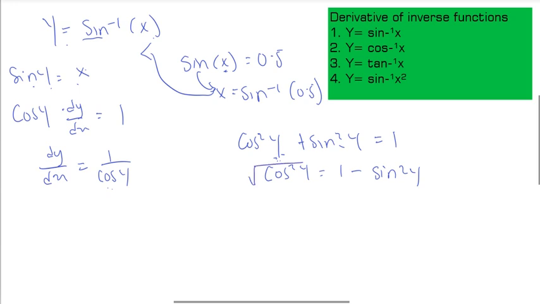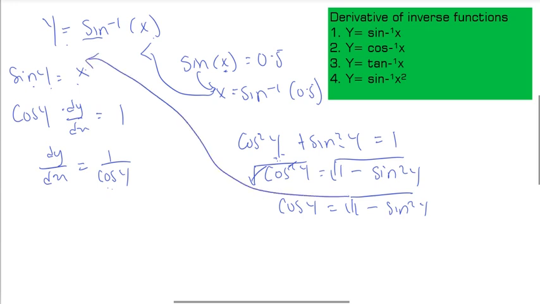Here we can take the square root of both sides so that we have just cos y. The square will cancel the square root, so cos y is equal to root 1 minus sine square y. Here we cannot cancel any square because this is not a perfect square. So this is what we're just going to have. Now here we have sine square y, but we know that sine y is equal to x. So cos y is equal to the root of 1 minus x squared.